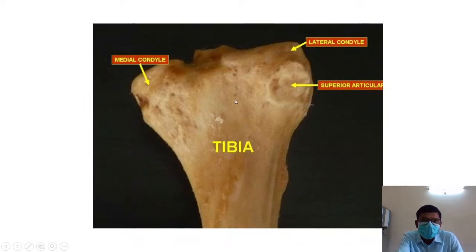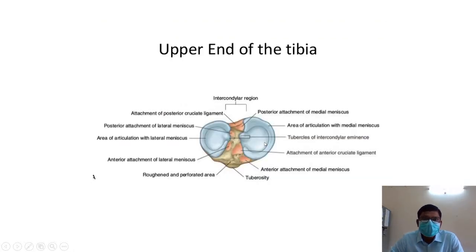If you take this picture, you can see this is the medial condyle of the tibia, and this is the lateral condyle of the tibia, and you can see this is the superior articular facet for the head of the fibula, right? Now let us see the upper end of the tibia. It has various structures which are placed in position. So this is the tibial tuberosity, which is nothing but the anterior end of the tibia. Now if we start from the posterior part, the posterior most structure is the posterior cruciate ligament.